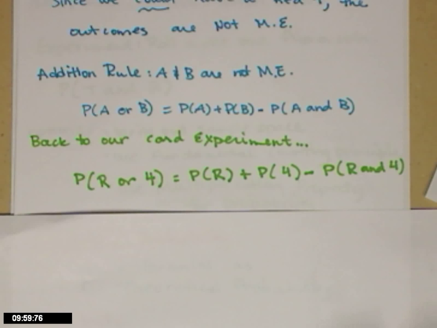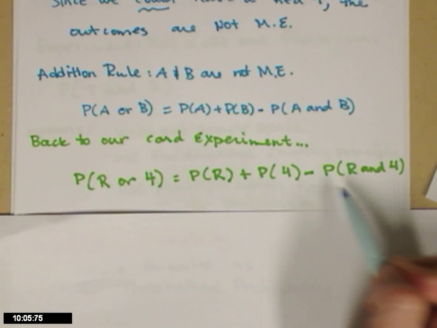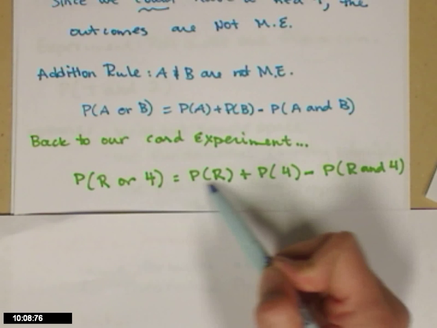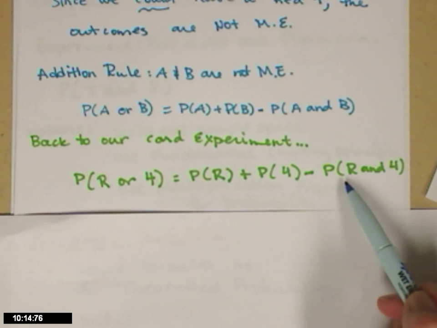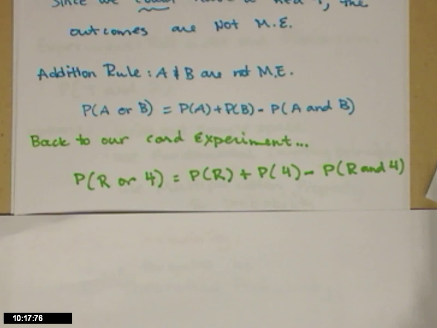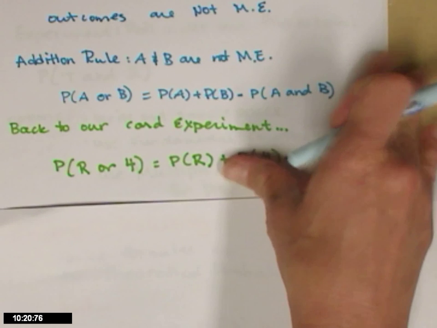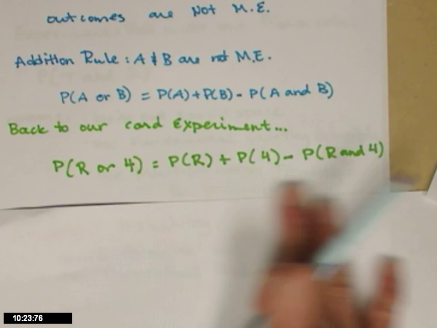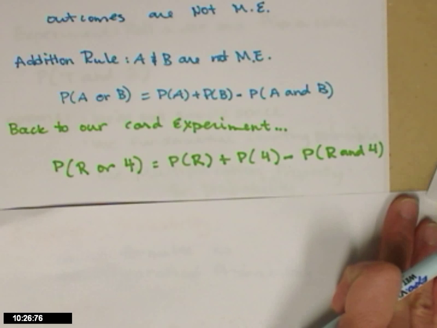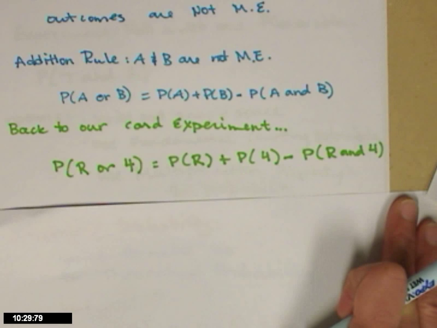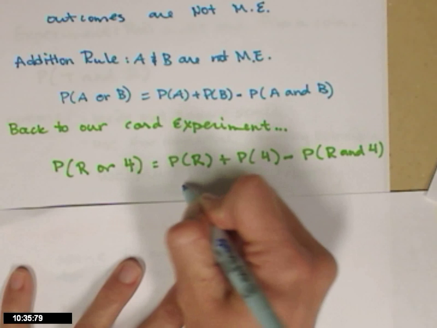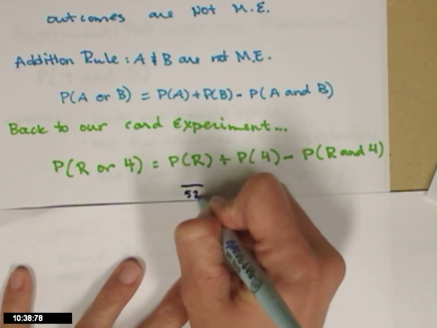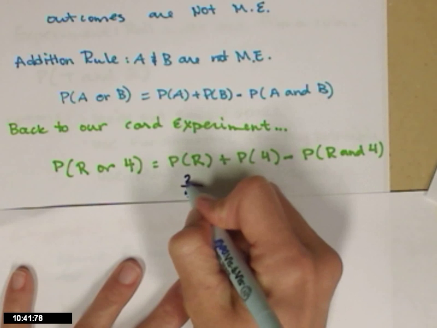So back to the card experiment. The probability of red or 4 would be the probability of red, according to our formula, plus the probability of 4 minus the probability of a red and a 4. Okay. So in our deck of cards, knowing we're going to have fractions here because probabilities are always between 0 and 1, let's do denominators of 52 just so that we can add them easily at the end. So probability of red. How many red cards are there in the deck that has 52 possible outcomes? 26, half of them are red.